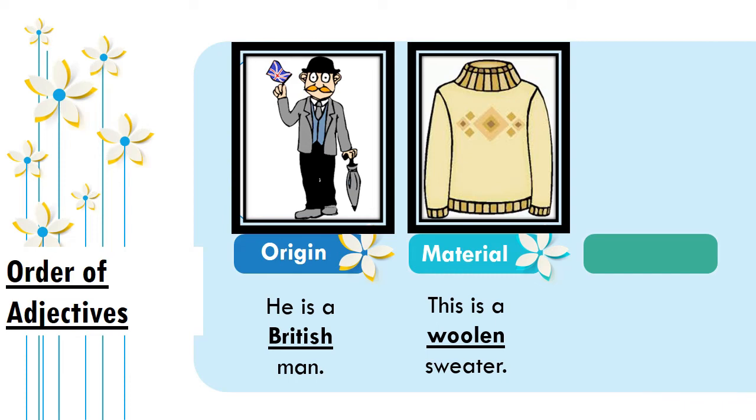On the eighth and last place in the order of adjectives is material. For example, this is a woolen sweater. Here, the adjective wool tells us about the material from which the sweater is made. Likewise, glass, wooden, concrete, plastic, leather, steel, metal, silicon, woolly, silky are different kinds of materials, and we always place the material in a sentence after the origin at the eighth place.